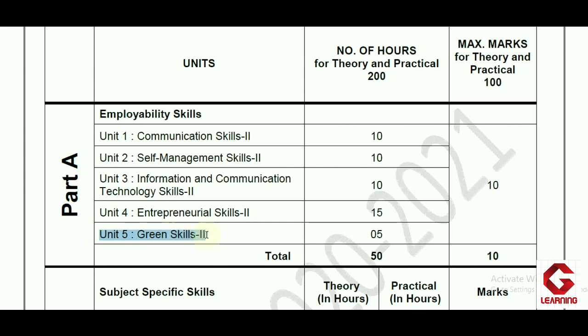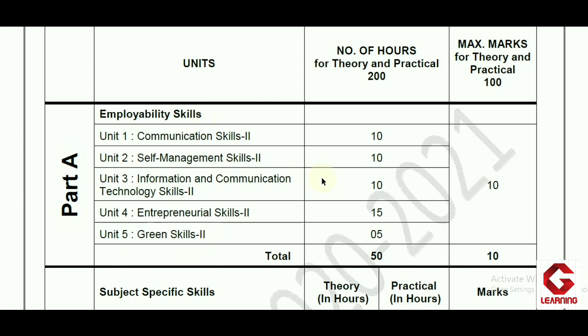Now the last one is unit 5 in the part employability skills, and here we are learning about sustainable development. What is the ecosystem, what are different factors causing ecological imbalance, how we can conserve our natural resources. So all these topics you will study in unit 5. So this is all about part A, employability skills.